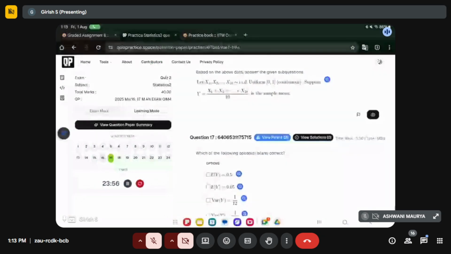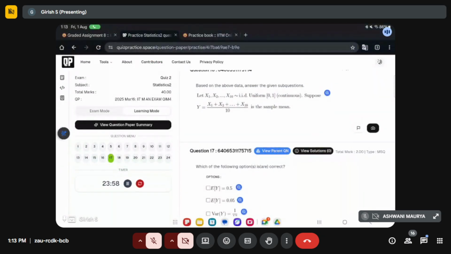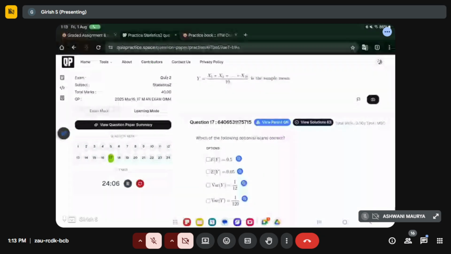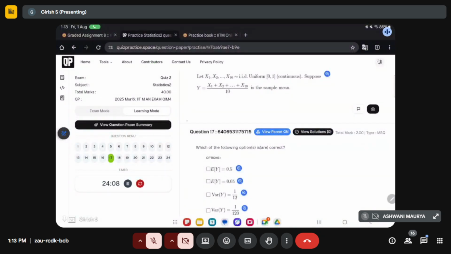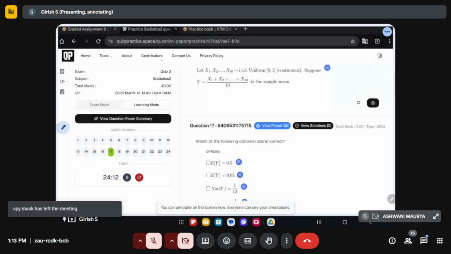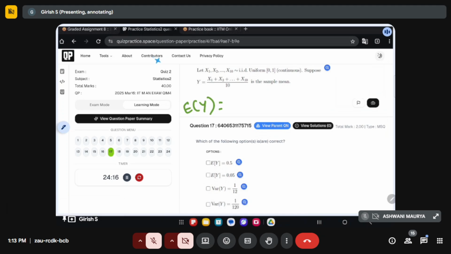Okay, suppose y is the sample mean they have given, and each of them follows uniform distribution. So in this case, expectation of y is basically going to be mu only. So what is that mu here? Uniform distribution, it's a plus b by 2, it's 0.5.